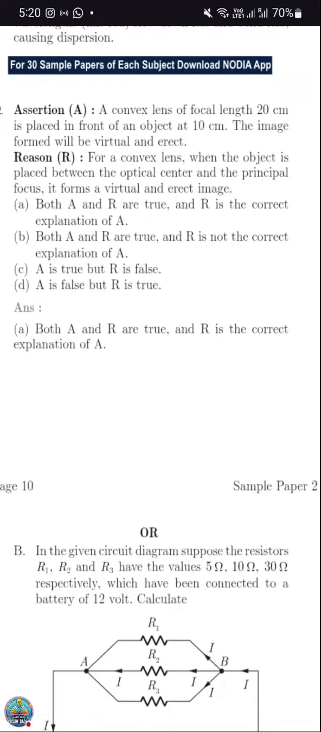So the first assertion is correct. Now the second reason is given. For a convex lens, when the object is placed between optical center and principal focus, it forms a virtual and erect image. So the explanation is correct. Both A and R are correct. Is it clear?